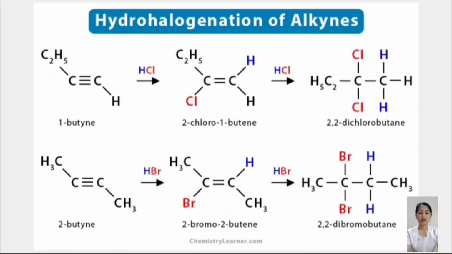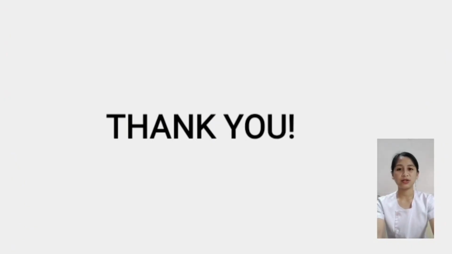Another example of hydrohalogenations of alkynes: 1-butyne, 2-chloro-1-butene, 2,2-dichlorobutane, 2-butyne, 2-bromo-2-butene, and 2,2-dibromobutane. And that's all. Thank you.